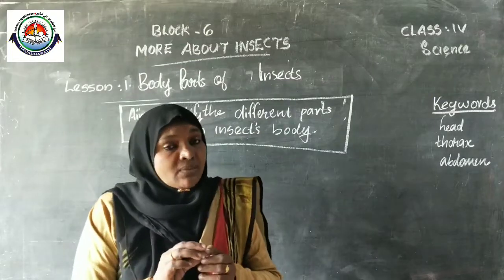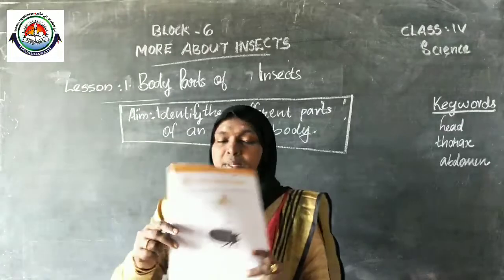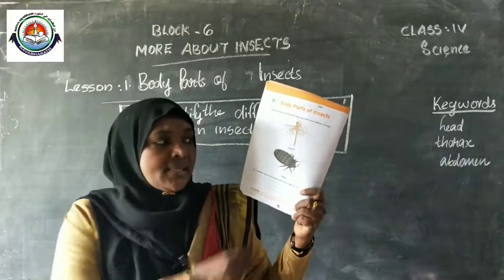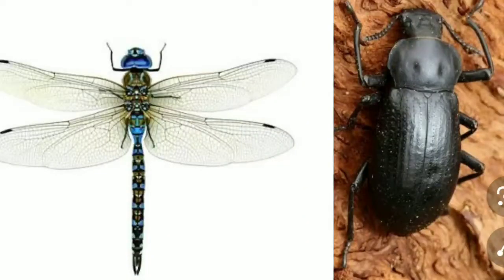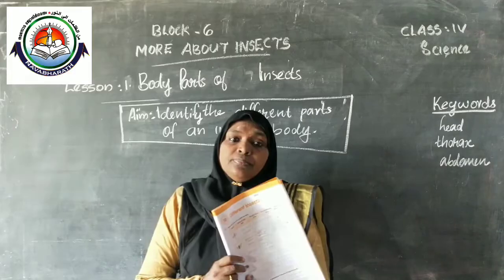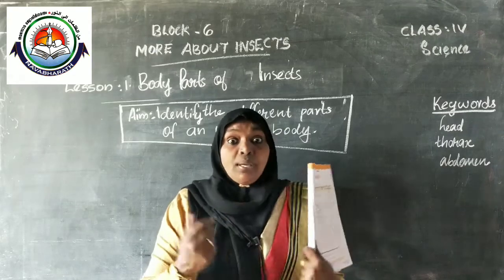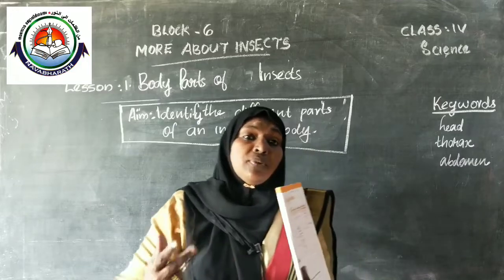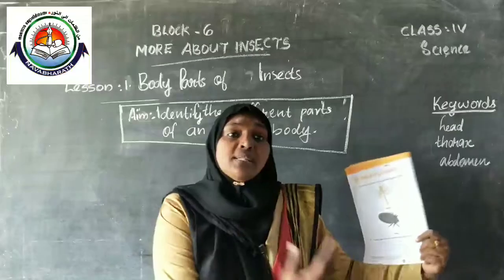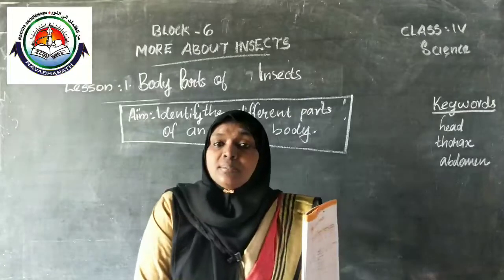Please open S1 of block 6. Okay, you can see 2 insects here. But the question is, label these body parts of the insects: eyes, legs, head, thorax, abdomen and wings. How can we label it? How can you identify the parts of the insects? How can you identify this is the head, this is the abdomen, this is the thorax?